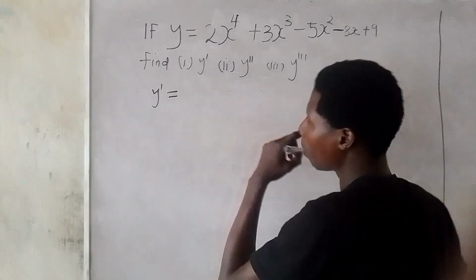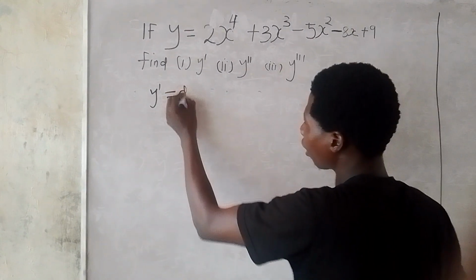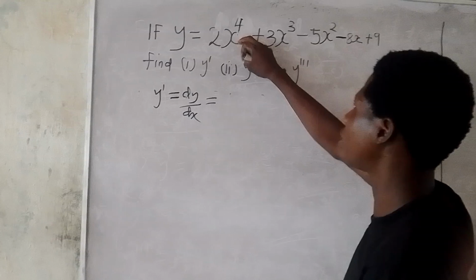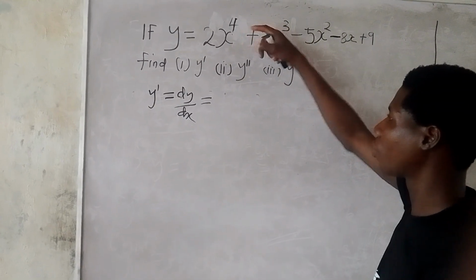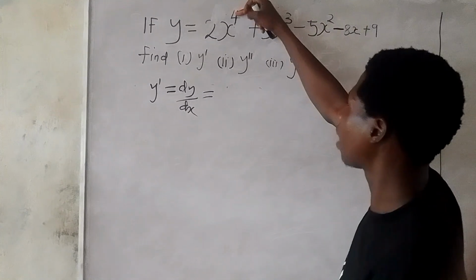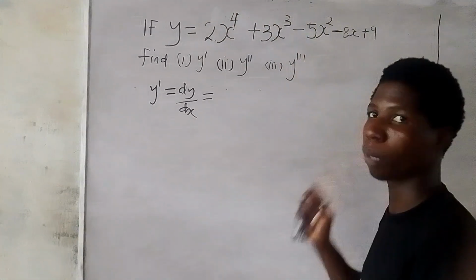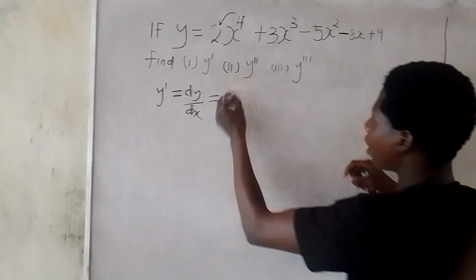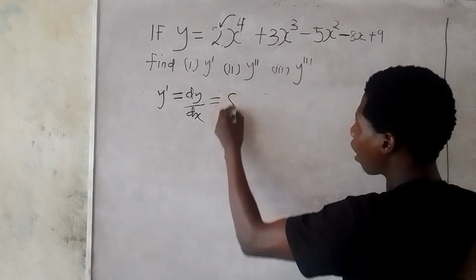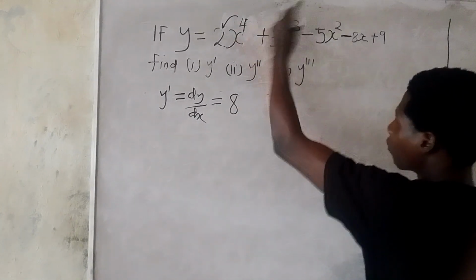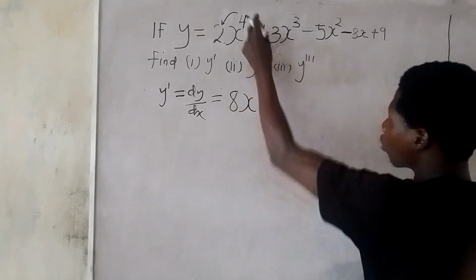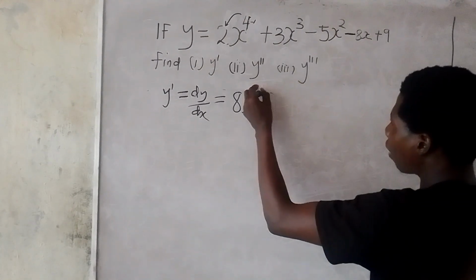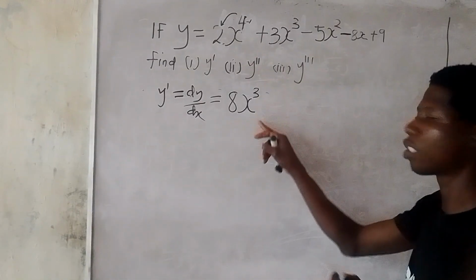So y prime is equivalent to dy dx. We are differentiating this, and this is the power rule. If you are to differentiate this, you multiply this by this, and you subtract 1 from the power. 4 times 2, you have 8. Subtract 1 from the power; this is my x. This is 4 minus 1, you have 3. You have already differentiated this one.